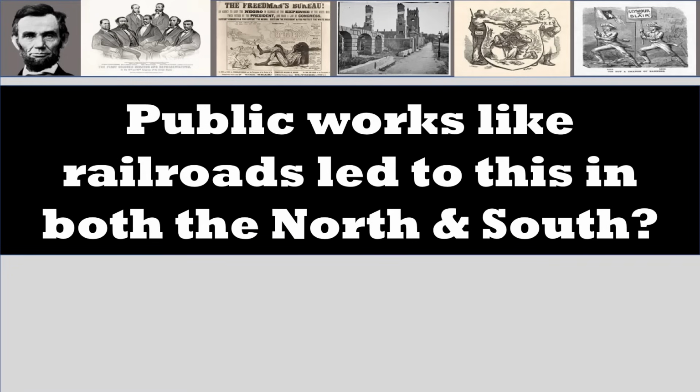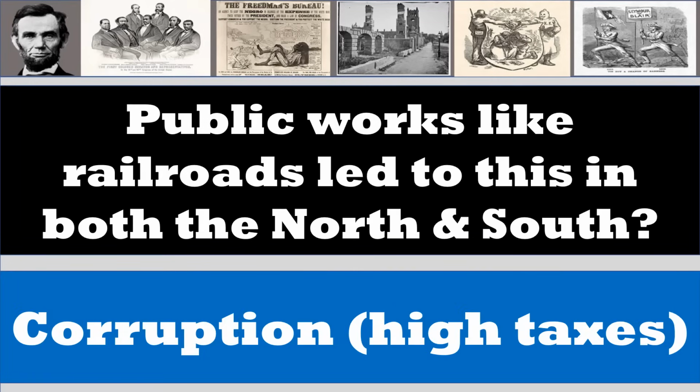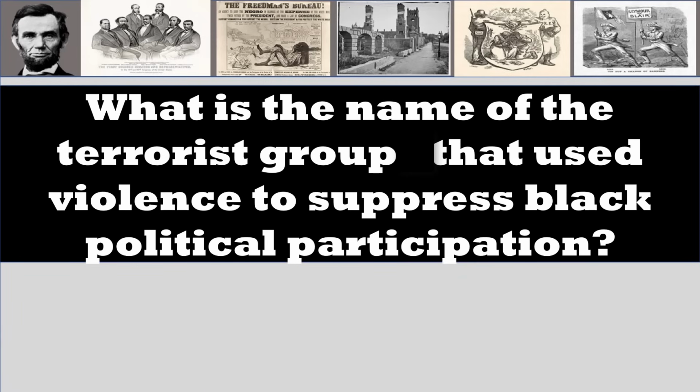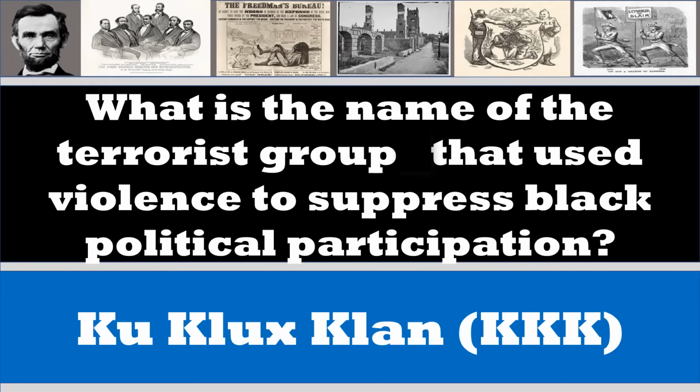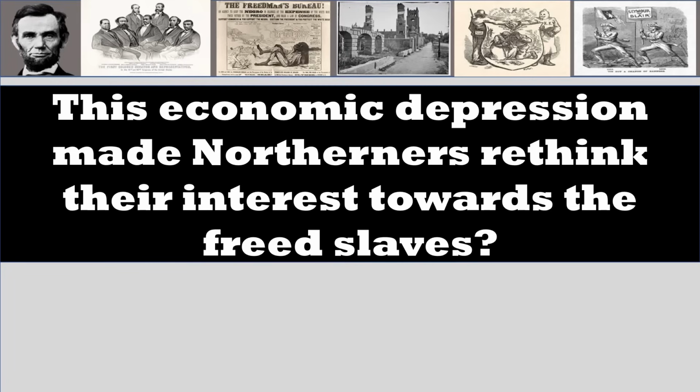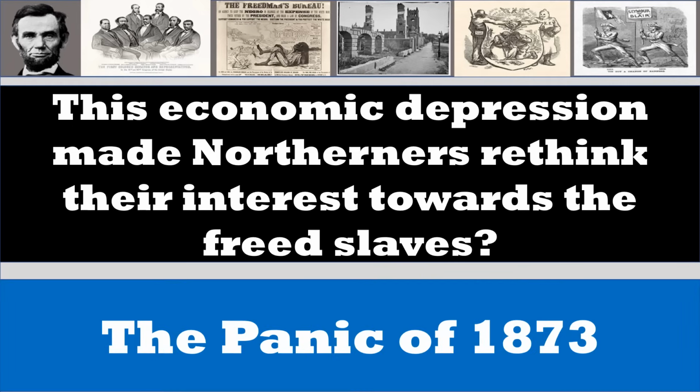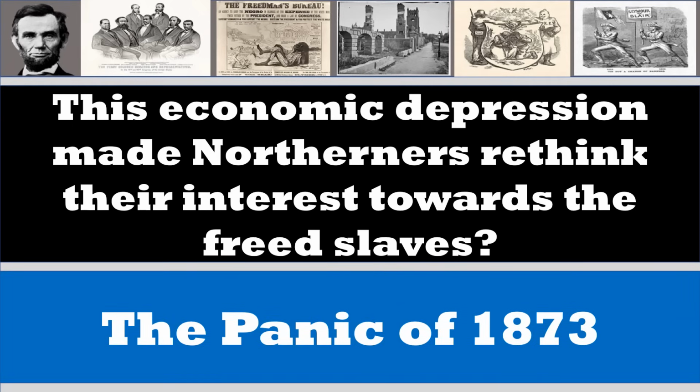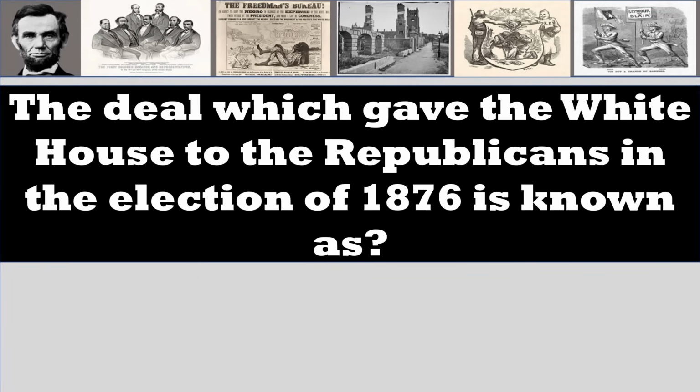What was the name given to Northerners who moved to the South during Reconstruction? Carpetbaggers. Public works like railroads led to this in both the North and South. Corruption, and high taxes. What is the name of the terrorist group that used violence to suppress black political participation? The Ku Klux Klan, or KKK. This economic depression made Northerners rethink their interests towards the freed slaves. The Panic of 1873.